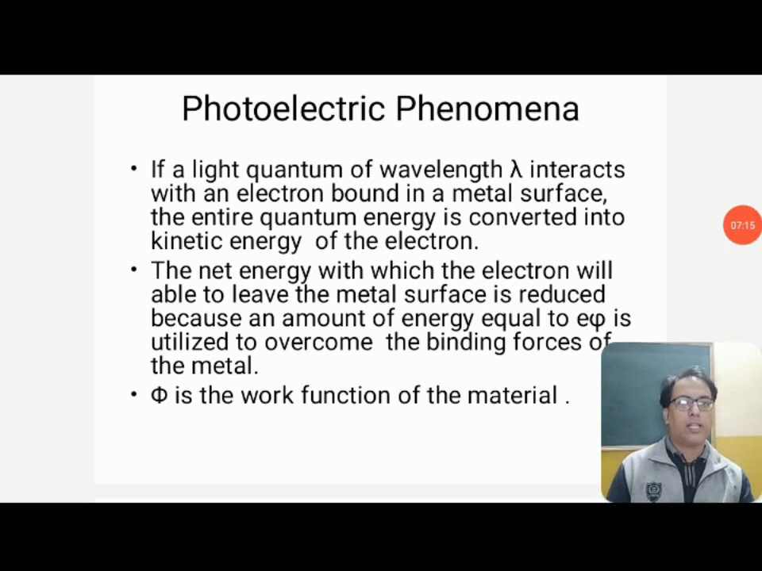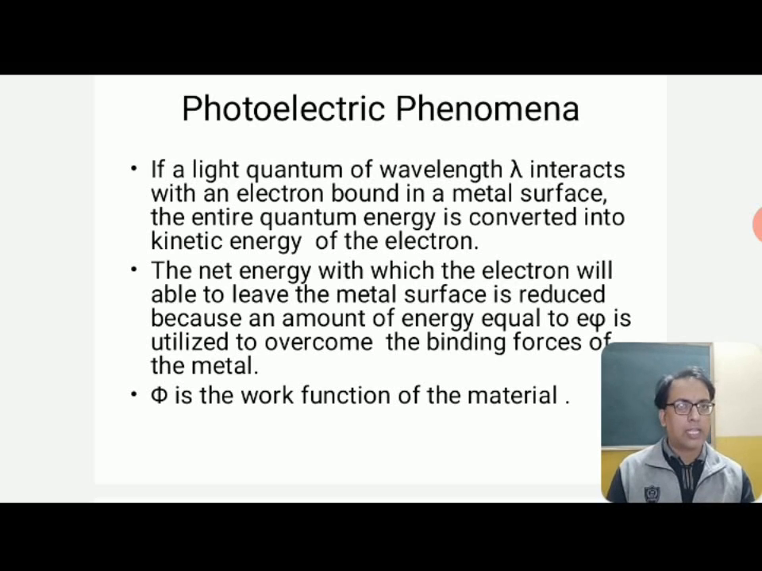Before going into the details, let us first understand what the photoelectric phenomenon is. If a light quantum of wavelength lambda interacts with an electron bound in a metal surface, the entire quantum energy is converted into kinetic energy of the electron. As soon as light of a certain wavelength lambda falls on a material, it interacts with the electron bound to the metal surface, and the energy in the light quantum is converted totally into the kinetic energy of the electron.